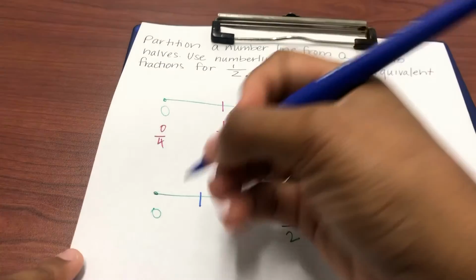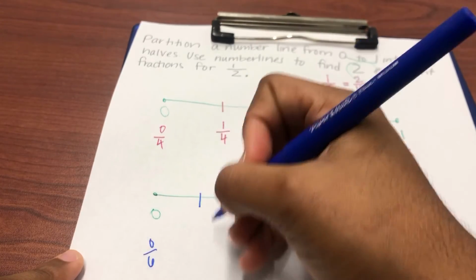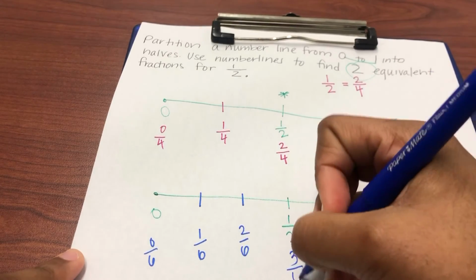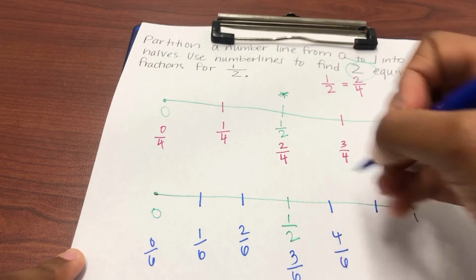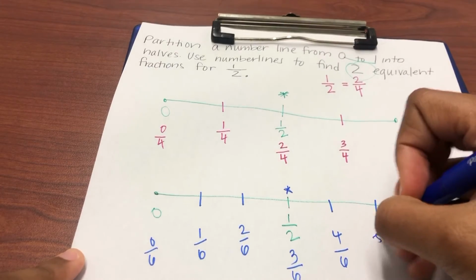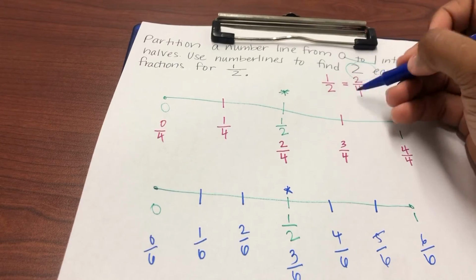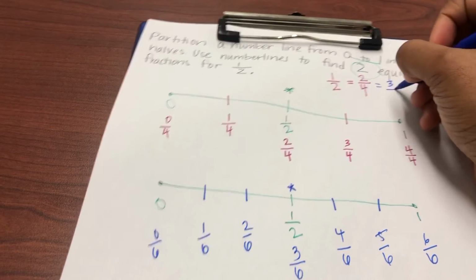Let me label each one to figure out the equivalent fraction. 0/6, 1/6, 2/6, 3/6, 4/6, 5/6, 6/6. So 1/2 is equivalent to 2/4, and it's equivalent to 3/6.